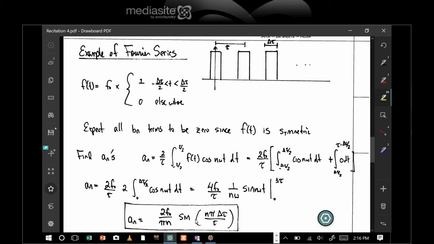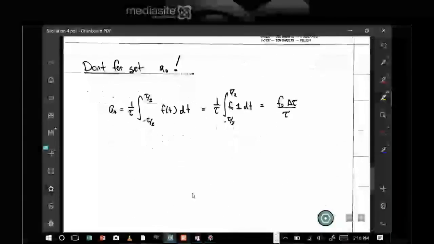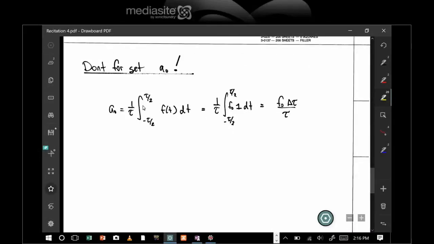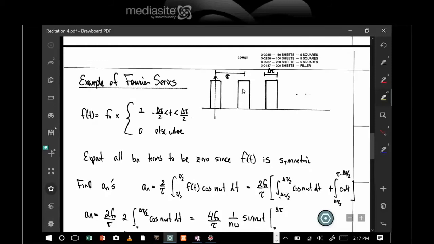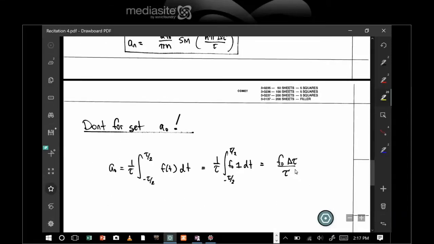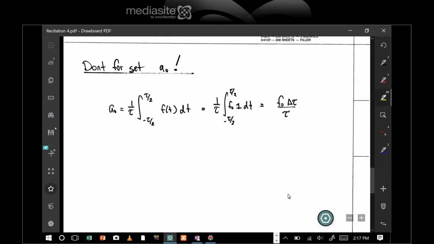Now we're almost done. We almost forgot the a naught term. The a naught term is just going to be equal to the area under the curve. Again, when I do my bounds of integration, I only have a non-zero value from, sorry, this should be minus delta t over 2 to delta t over 2, and that's going to give me the area. What's the width? The width is just delta t, so delta t divided by tau times f naught. So that's my Fourier series.